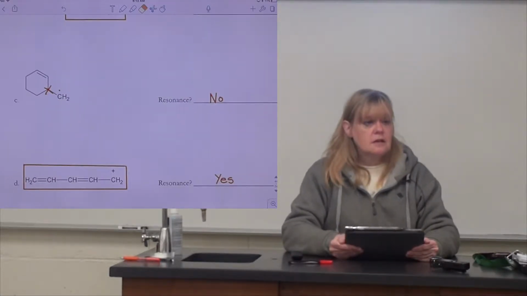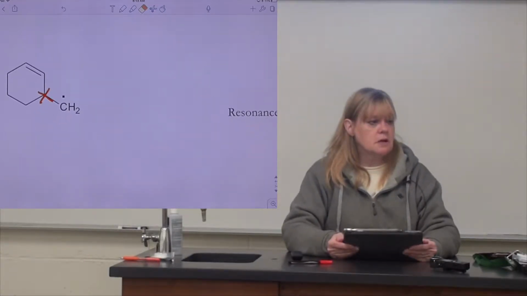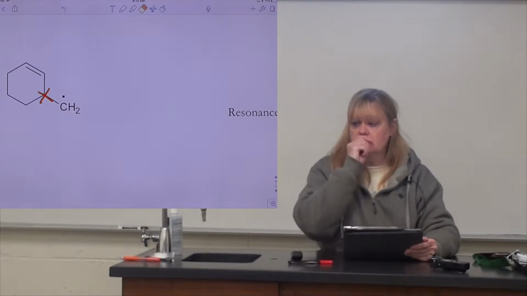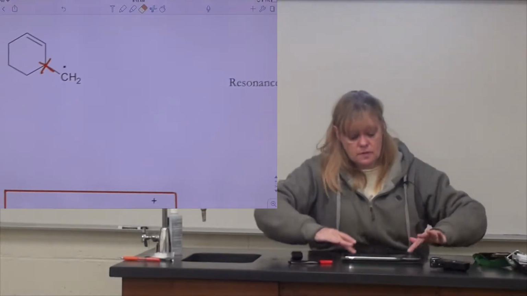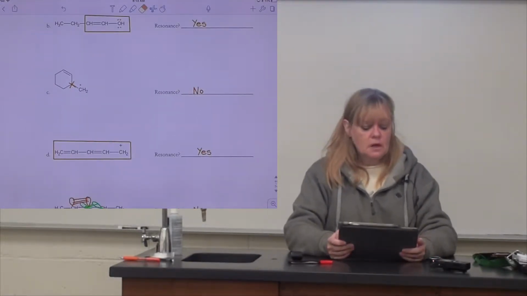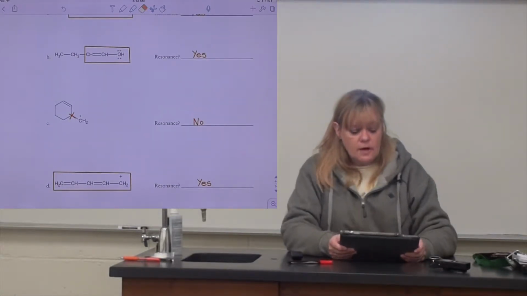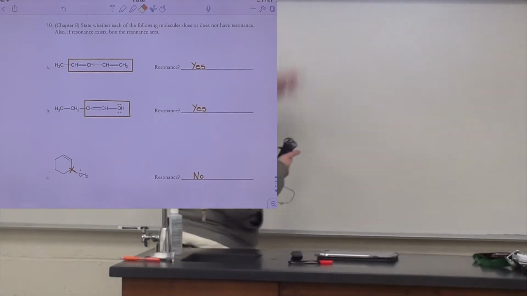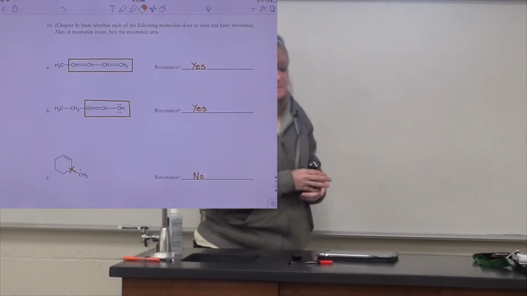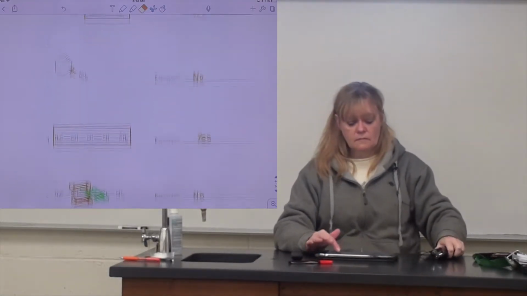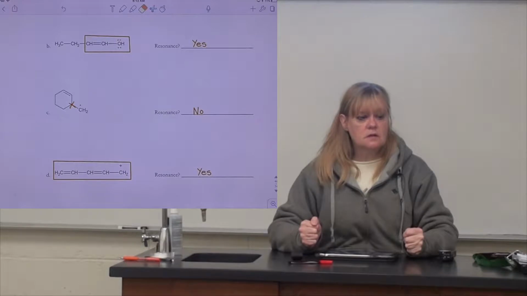C does not. You do have a p orbital for the radical and for the pi bonds, but it's interrupted by an atom that doesn't have p orbitals. So although there are 3, you don't have 3 in a row so that you could shuttle electrons around. If I had the radical instead on here, then that would have resonance. D has resonance. The whole thing has resonance.